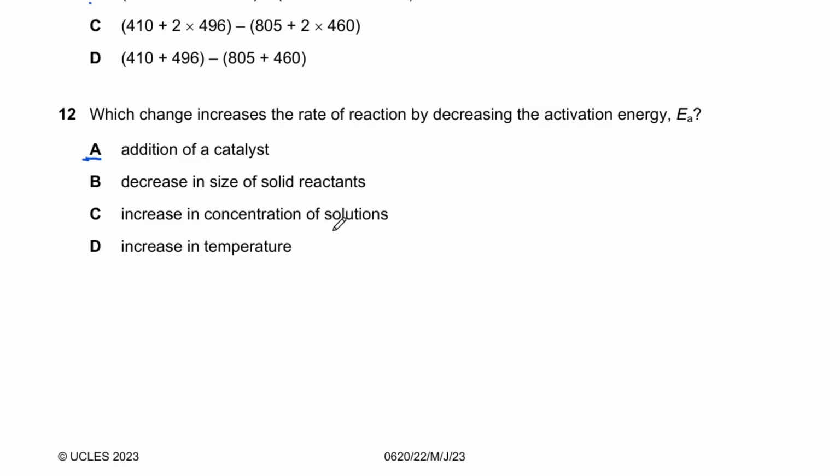All these ones, what they do is that there will be more collision, more energetic collision, but they do not lower activation energy. So the answer is A, which is addition of catalyst. Common mistake: students think temperature lowers activation energy. It does not. If the question says activation energy, just think of catalyst. Amongst the factors affecting rate of reaction, only catalyst reduces or decreases the activation energy.